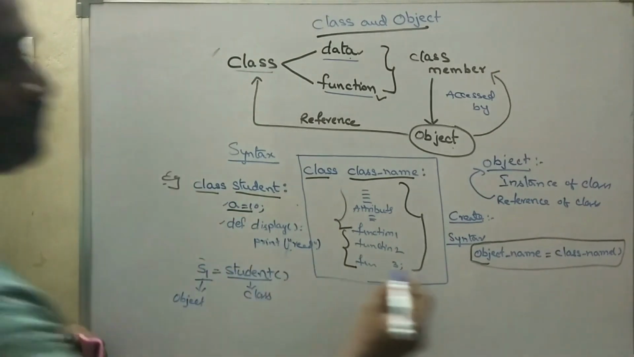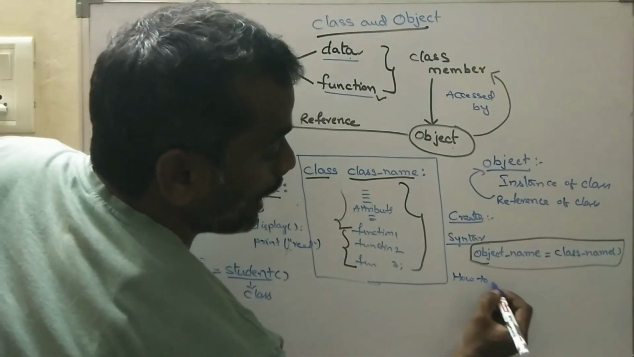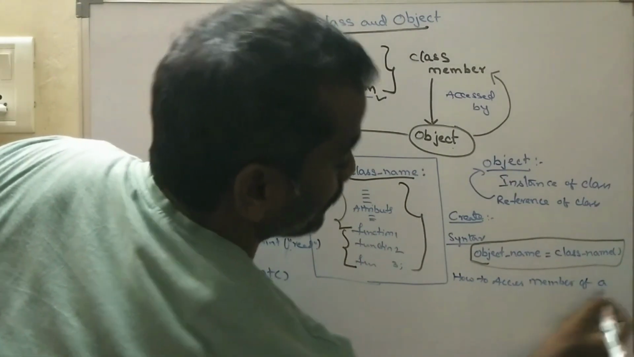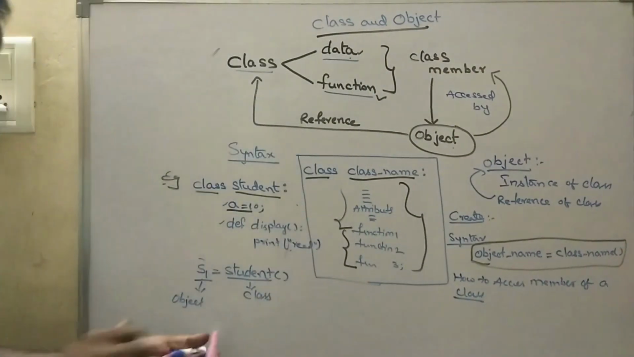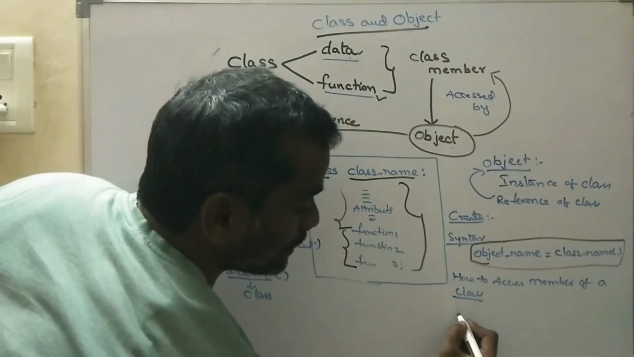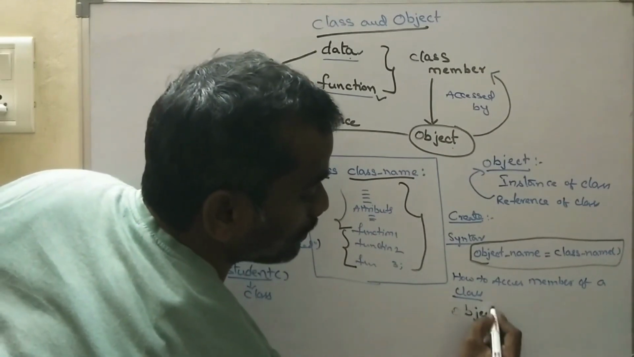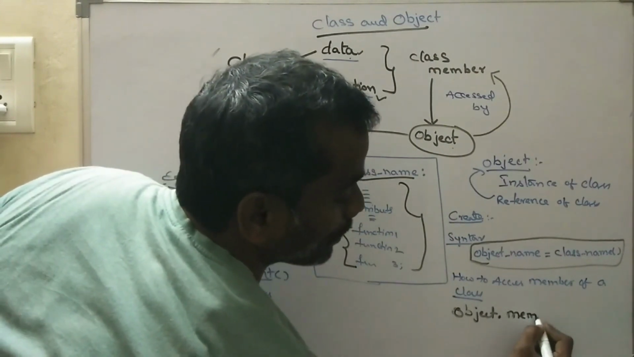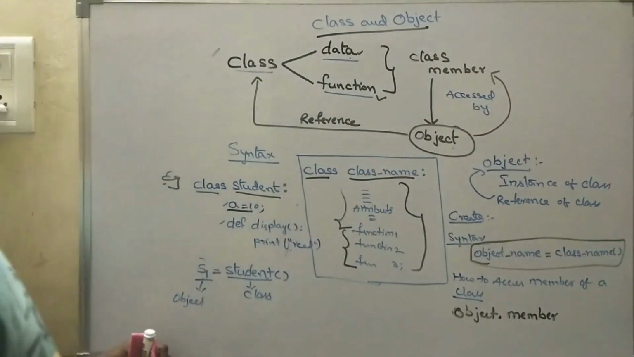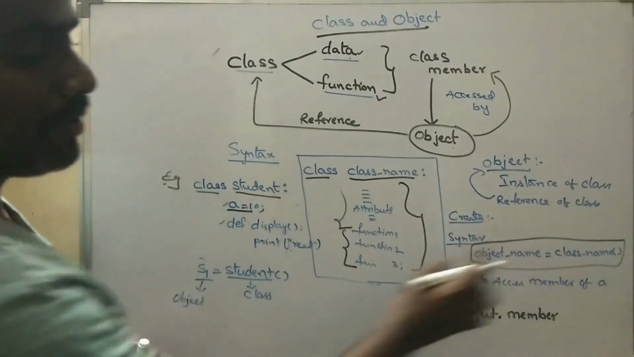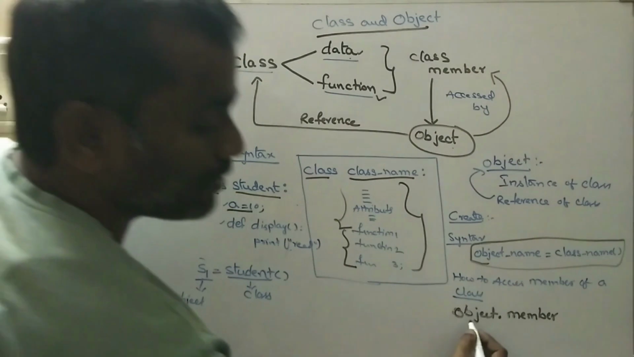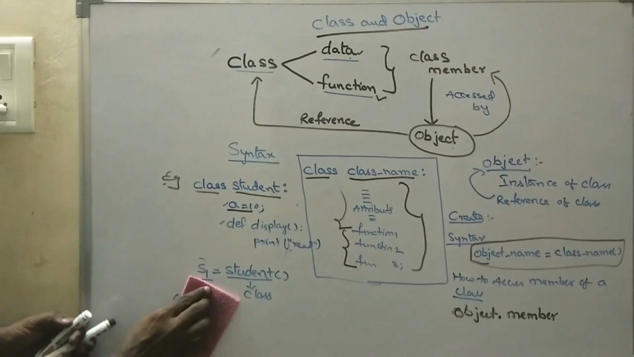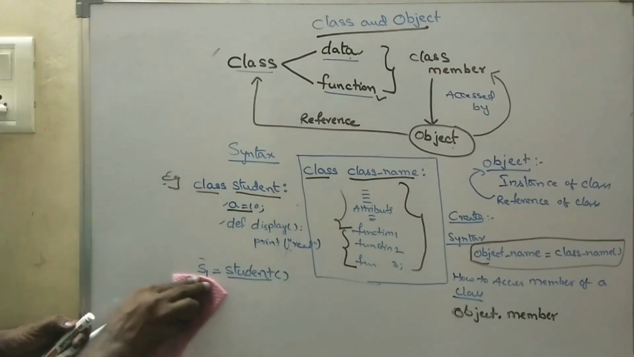How to access the members of a class? The syntax is object dot the particular member. Object dot the particular member. We can access the members of a particular class by using this method, that is, object dot member. Here you can see the example. I create one object, that is s1.